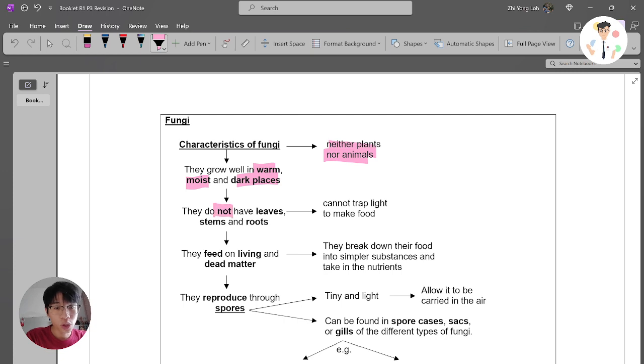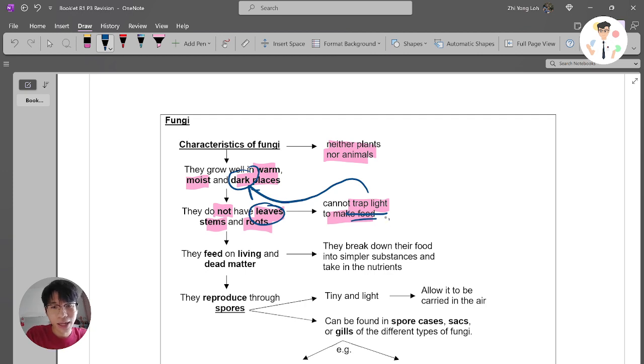They do not have leaves, stems, or roots, just like plants, right? That's why they are not plants, okay? Because it doesn't have leaves, it cannot trap light to make food. And that also explains why it grows in dark places, because it does not need light to make food, because it just can't make food as it doesn't have leaves. So it's basically connected everything, okay?